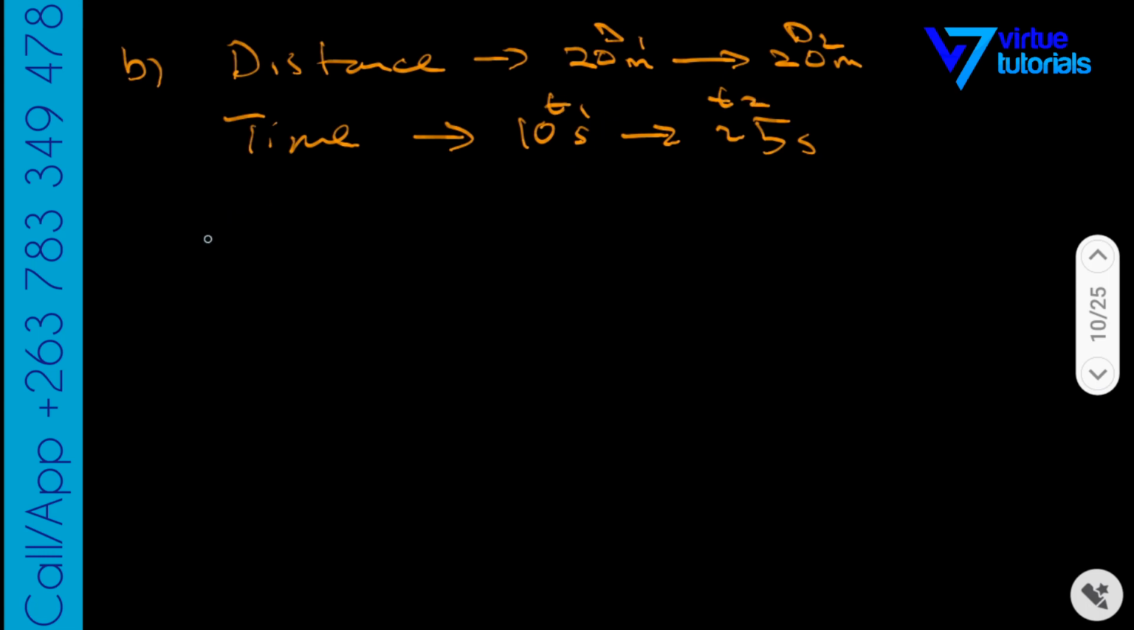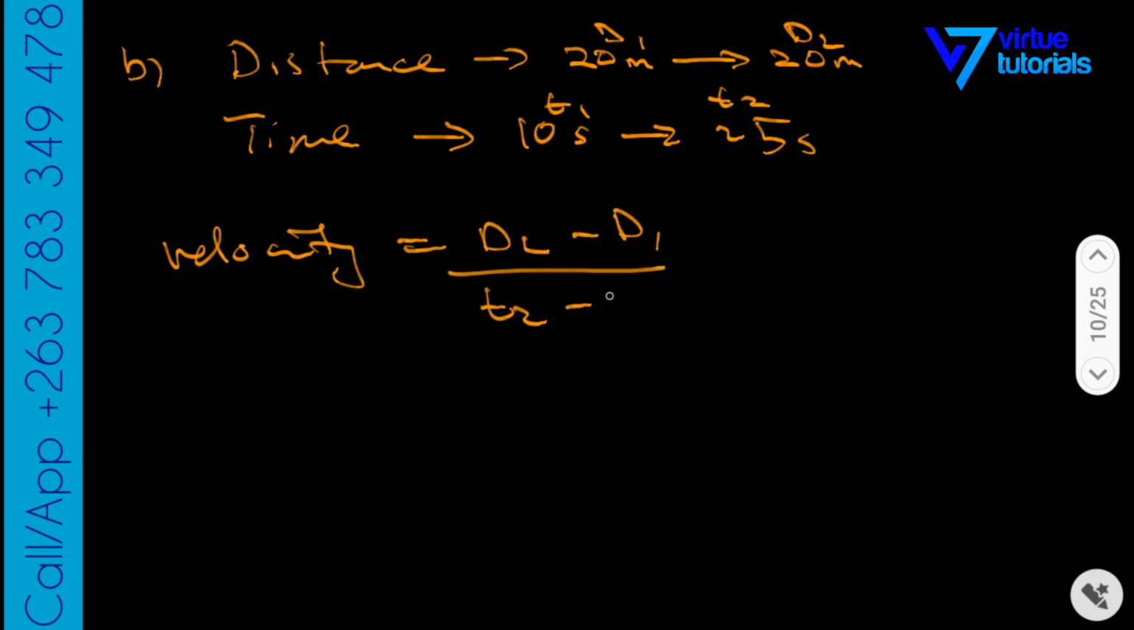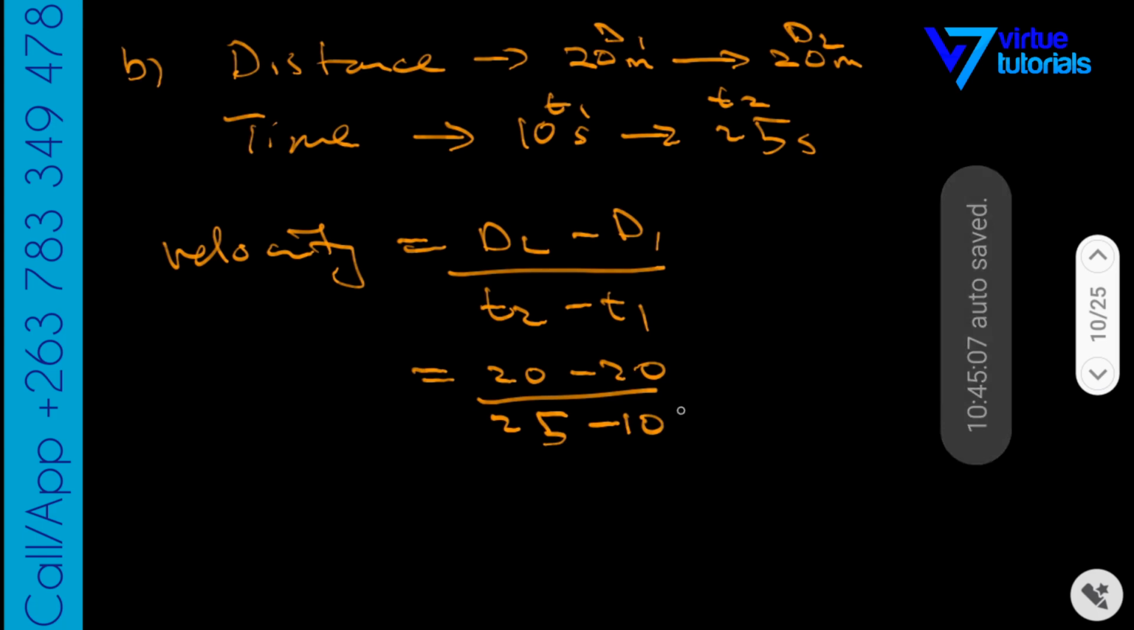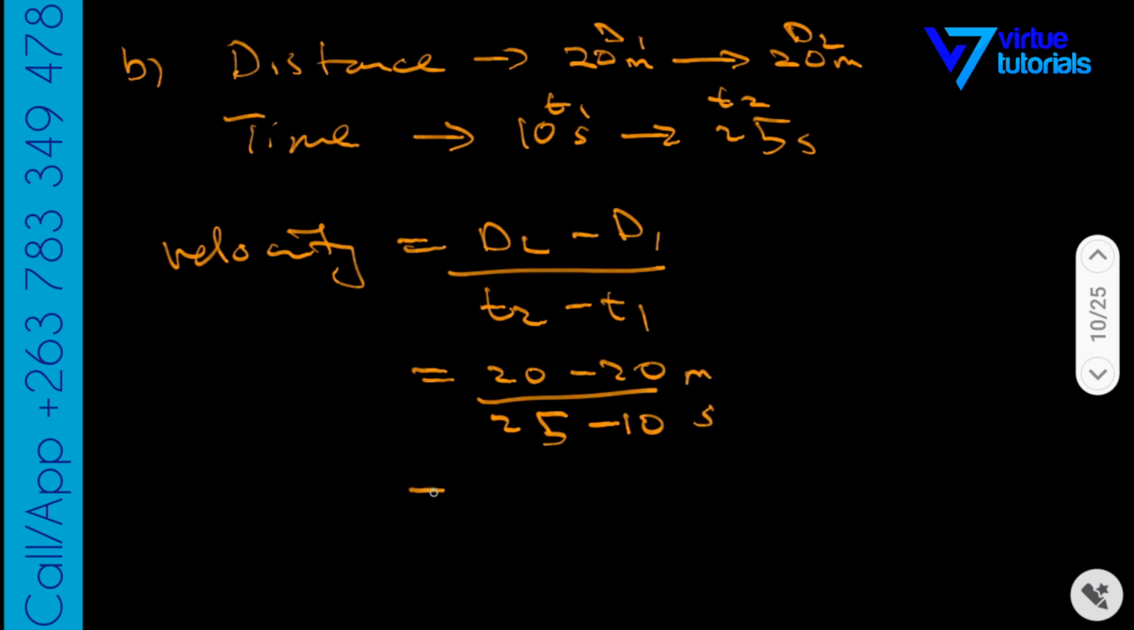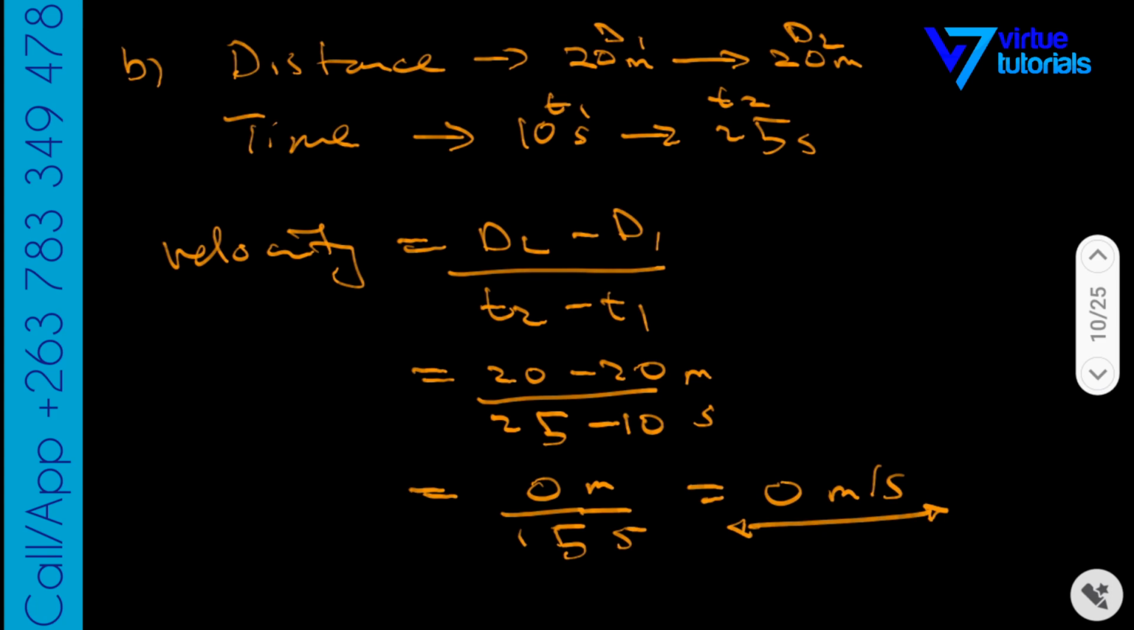We can prove this by calculating our velocity, which again is D2 minus D1 over T2 minus T1. Our D2 is 20, our D1 is 20, our T2 is 25, our T1 is 10. So this is meters and that is seconds. That gives you 0 over 15, which is meters per second, and 0 over 15 simply gives you 0 meters per second. So the object wasn't moving. Its speed was 0. The object did not move for 15 seconds.